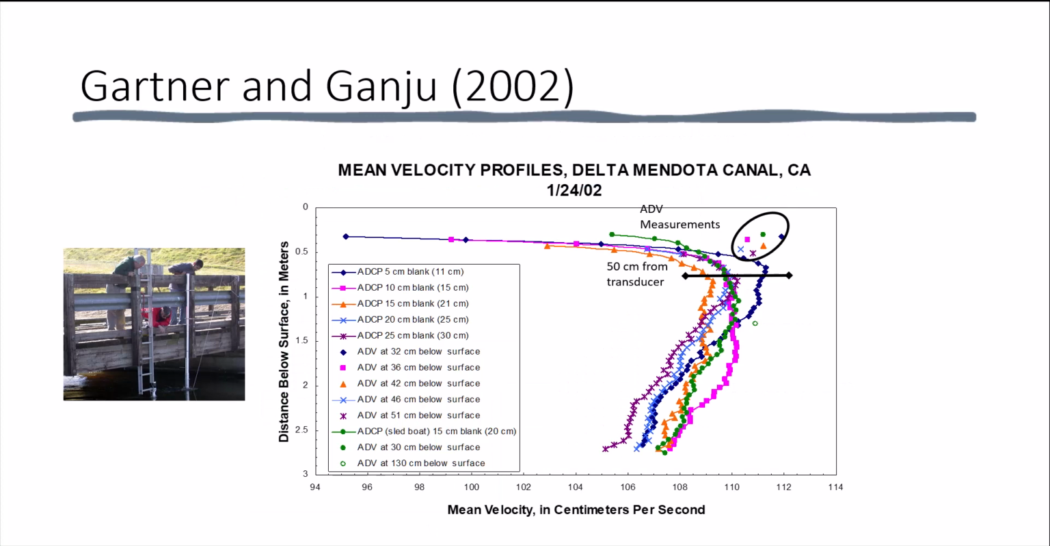Gartner and Ganju published a paper in 2002 that identified a potential problem with ADCP measurements. They made measurements from a bridge using an ADCP and also a point velocity ADV. When they compared the data, they observed that the velocities measured by the ADCP near the ADCP appeared to be biased low when compared to the ADV measurements. After investigating several potential sources of error, the conclusion was that it must be due to disturbance of the flow by the ADCP and not from any signal processing issue in the ADCP.